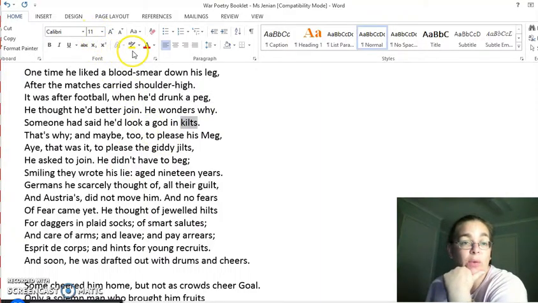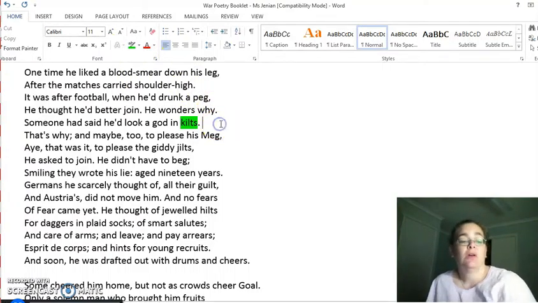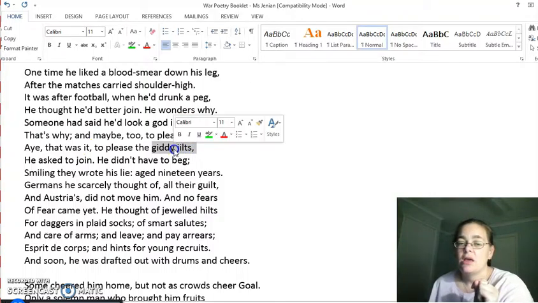So this is where we get one of our allusions. Just deciding what colour to highlight it in. Let's do it in green. So, and this refers also further down to, so he said he'd look a god in kilts, and that's why, and maybe too to please his Meg. That was it, to please the giddy jilts. Jilts being girls who tease the boys and then don't come through, or dump them, or go away.